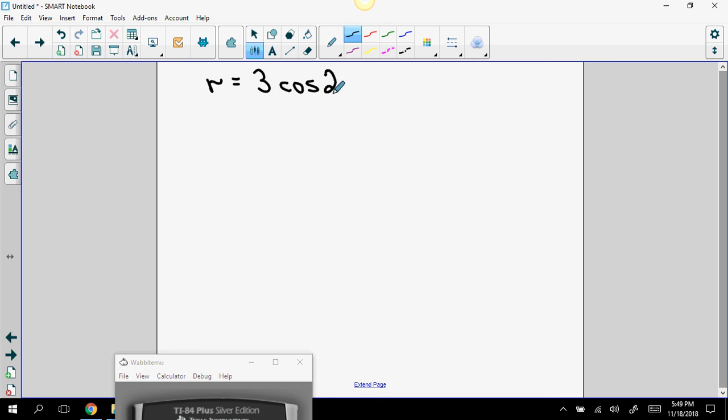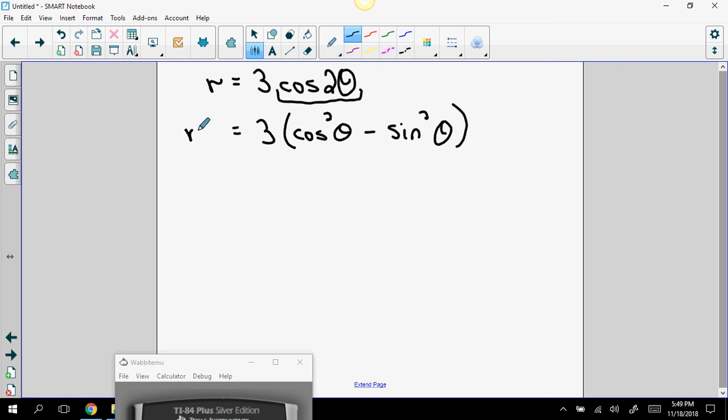Cosine 2 theta. There's 3 formulas for this. I'm going to go with cosine squared theta minus sine squared theta. And I wish I had an r squared and an r squared. So I'm going to multiply by r squared and multiply by r squared.